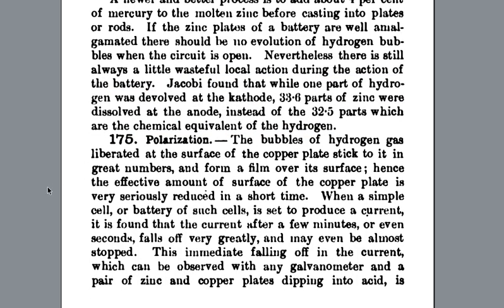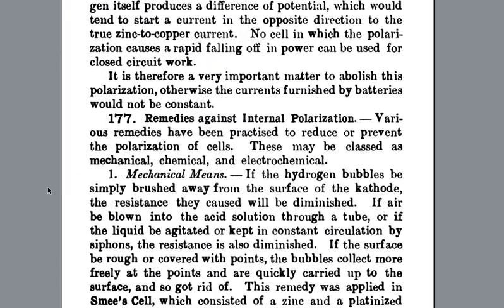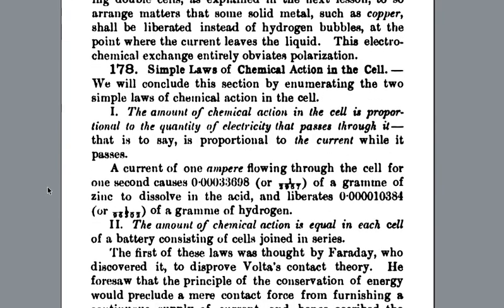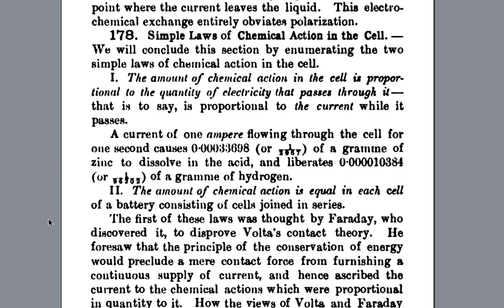Simple laws of chemical action in the cell. We will conclude this section by enumerating the two simple laws of chemical action in the cell. 1. The amount of chemical action in the cell is proportional to the quantity of electricity that passes through it. This means that the chemical action is directly proportional to the current while it flows. Specifically, a current of 1 ampere flowing through the cell for 1 second will cause 0.000336698 grams, or 1/2957th of a gram, of zinc to dissolve in the acid, and will liberate 0.000010384 grams, or 1/96,202nd of a gram, of hydrogen.